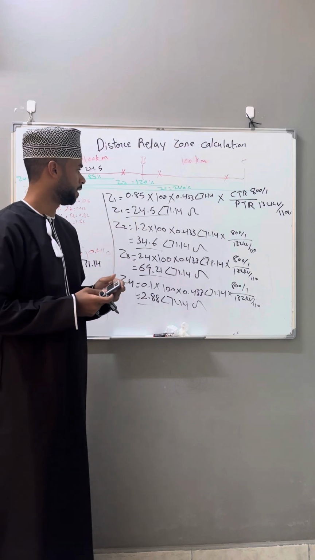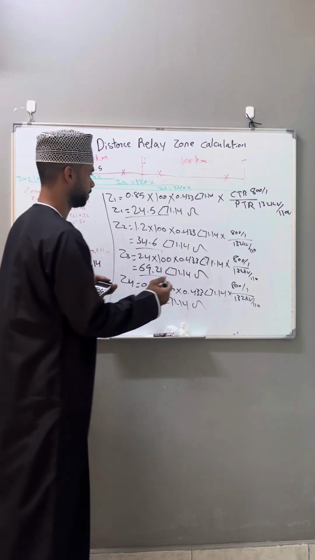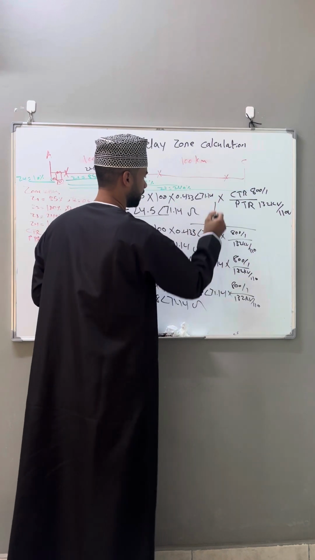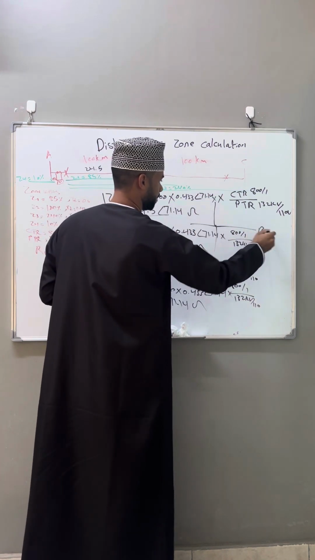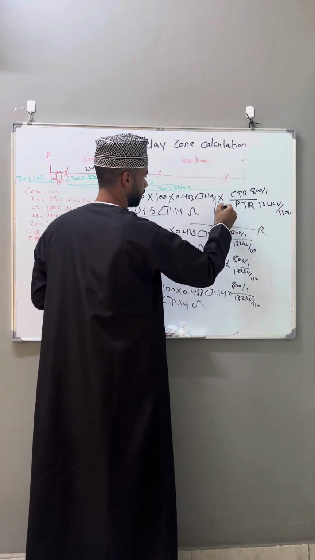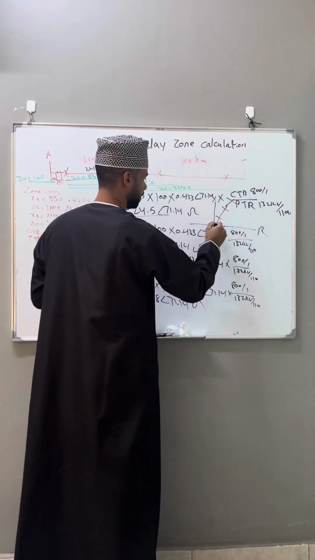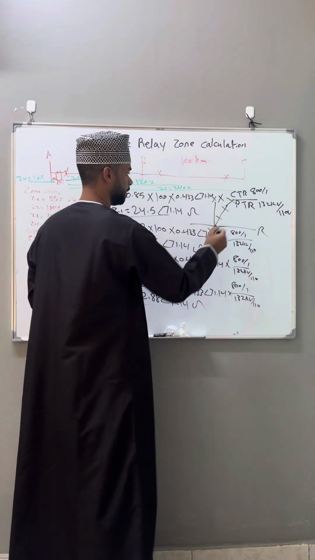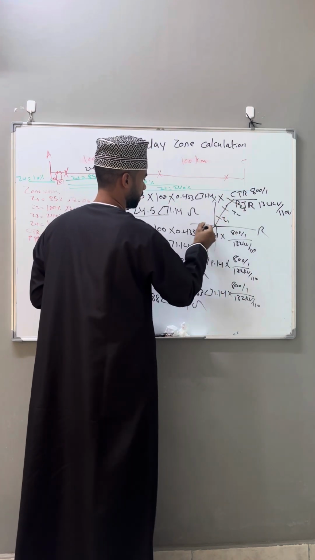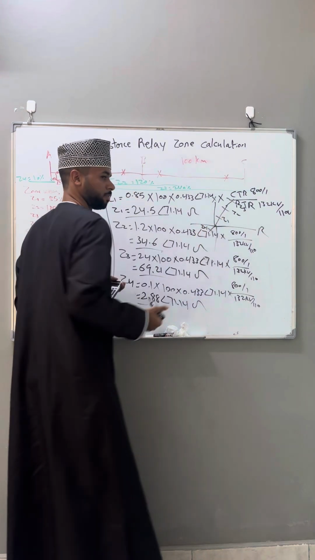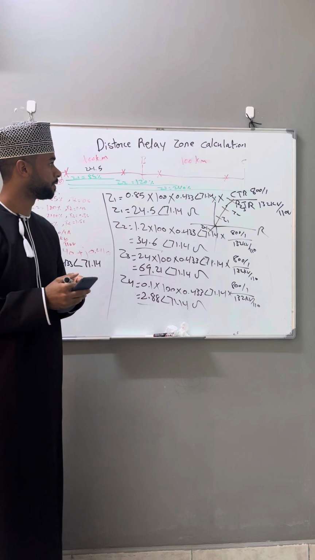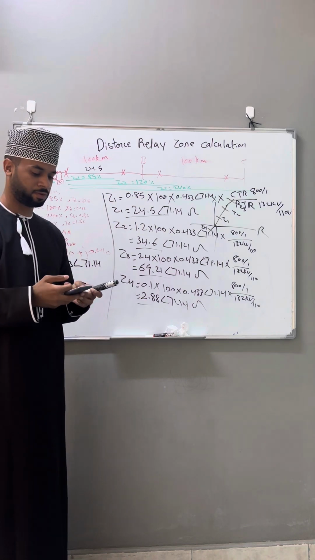If you draw the characteristic in the R-X plane, this is X, this is R, this is the 71 degree angle. This is zone 1, this is zone 2, and this is zone 3, and zone 4 will be here, for the reverse direction for the busbar. So this is how to calculate the distance relay zone. I hope this video was clear for you.